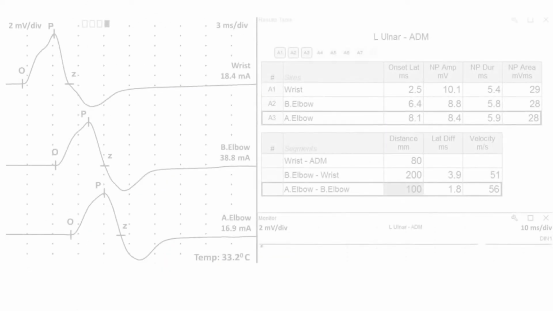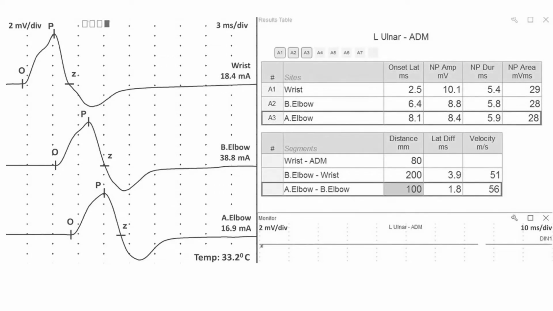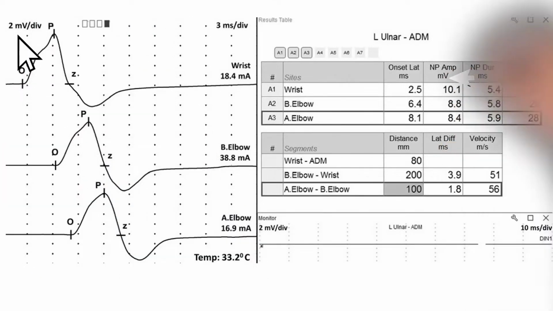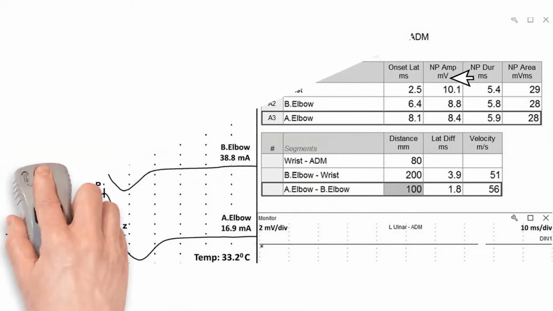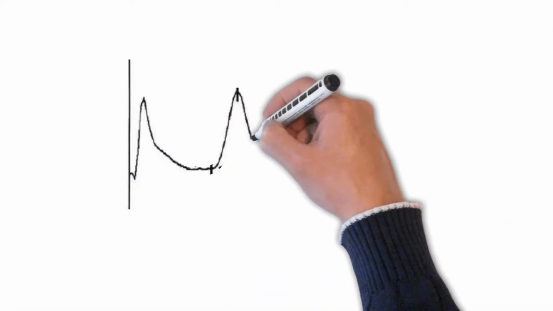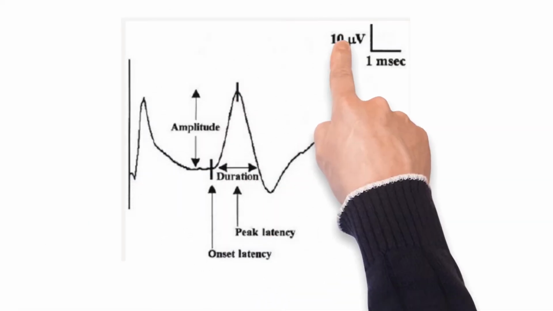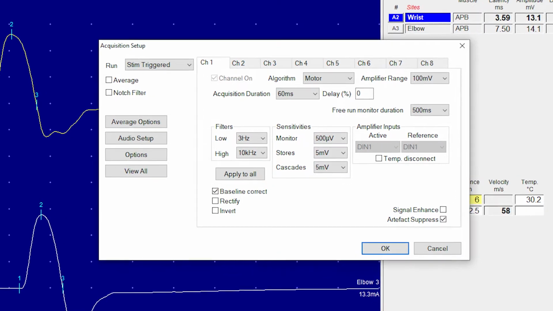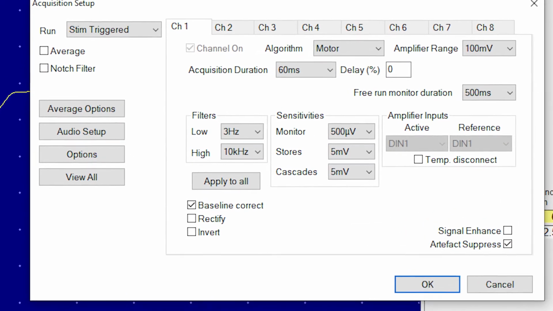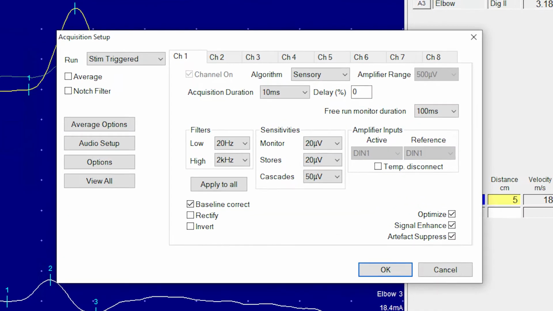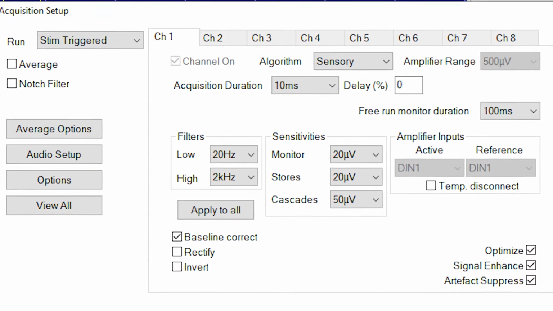Let's talk about the characteristics of a motor response. Motor response is usually about 10 times larger than a sensory response in amplitude. They are usually in the order of a few millivolts. Sensory responses are in the order of a few microvolts. Hence, the parameters for recording these are very different from these. Okay?